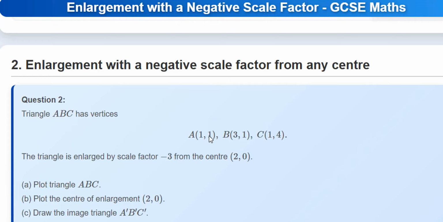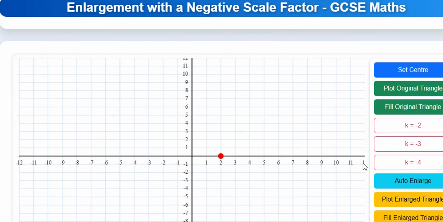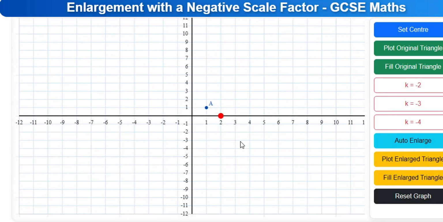So we can start with 1, 1, the original one. So 1, 1 was somewhere there, and then B had 3, 1, and then it also had C, which was 1, 4. 1 and 4, somewhere there, and that becomes our original triangle.